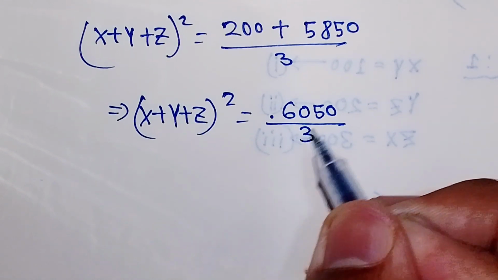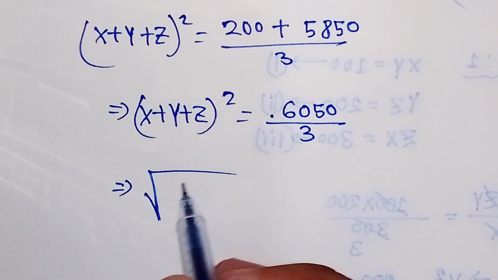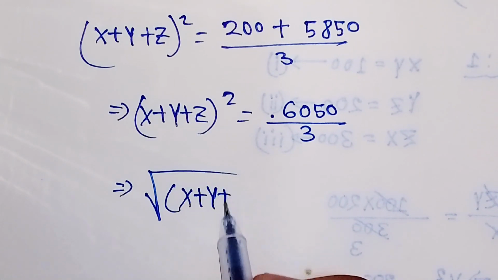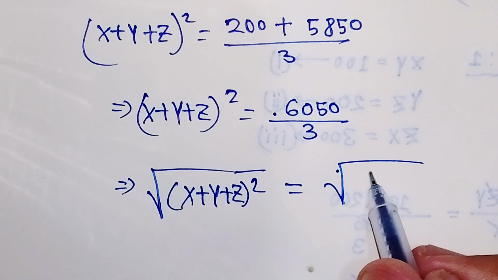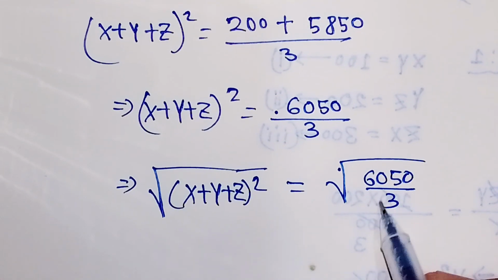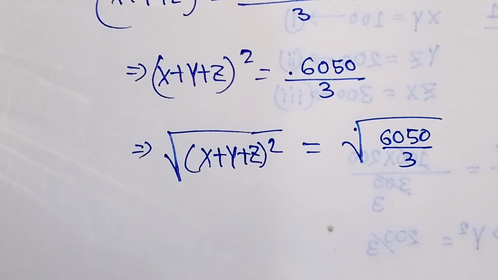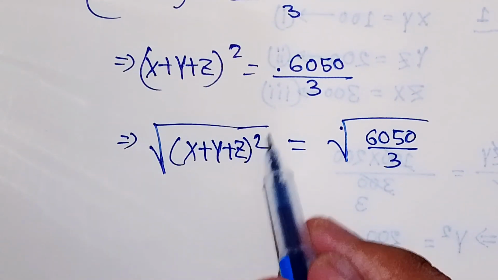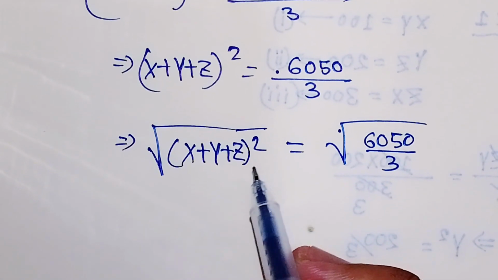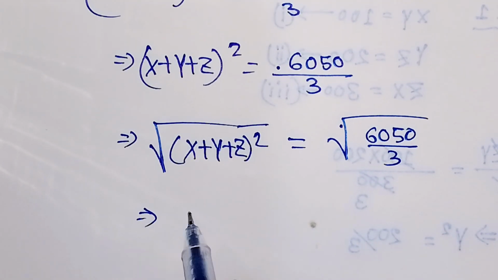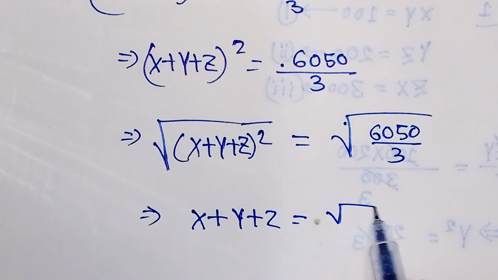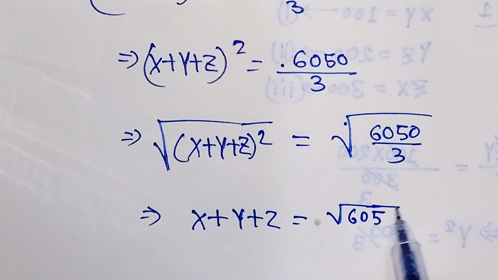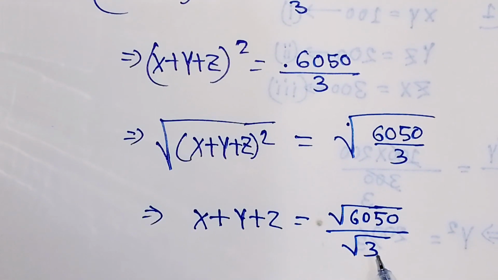After that x plus y plus z whole square equals 6050 divided by 3. After that, root over x plus y plus z whole square equals root over 6050 divided by 3. We just wrote this because we have to cancel out this square value. After that, we can go x plus y plus z equals root over 6050 divided by root over 3.